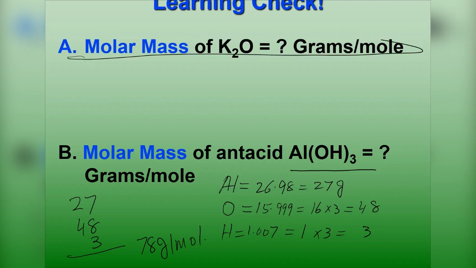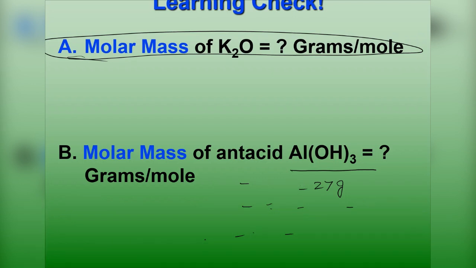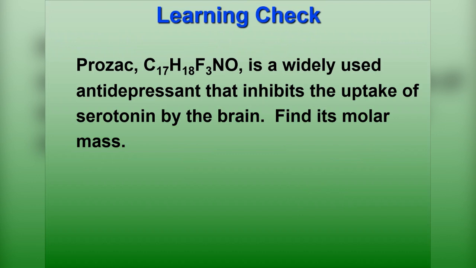This I'm leaving for you. Try yourself and write your answer in the comment section. The second one I have also solved, though I expect you to try yourself first before you see our answer. Prozac, C17H18F3NO, is a widely used antidepressant that inhibits the uptake of serotonin by the brain. Find its molar mass.